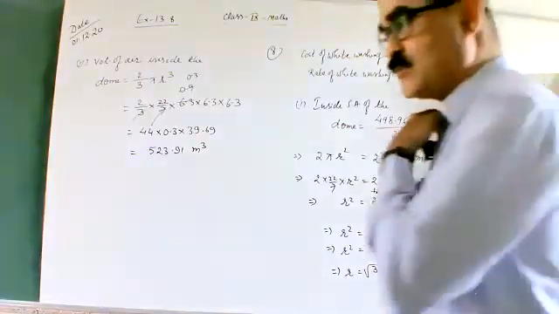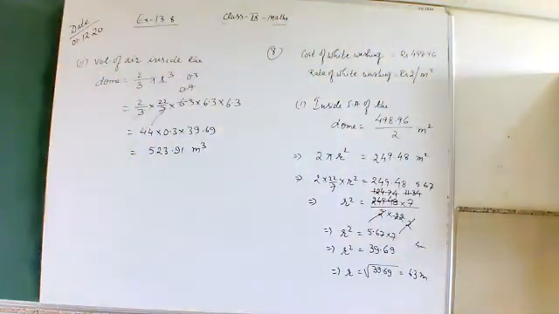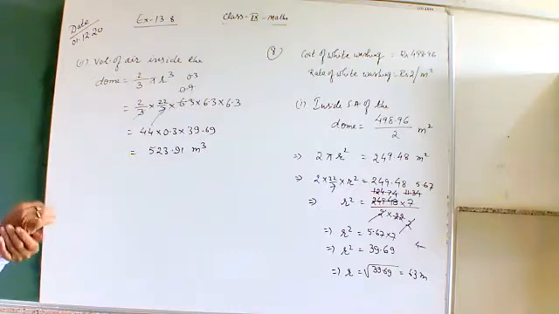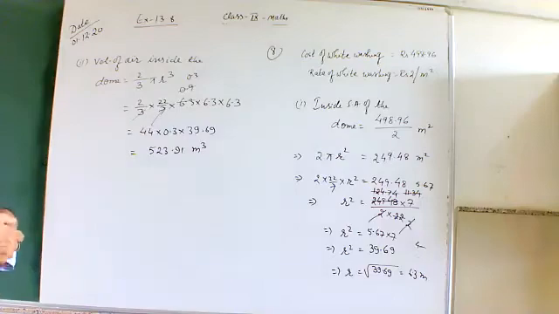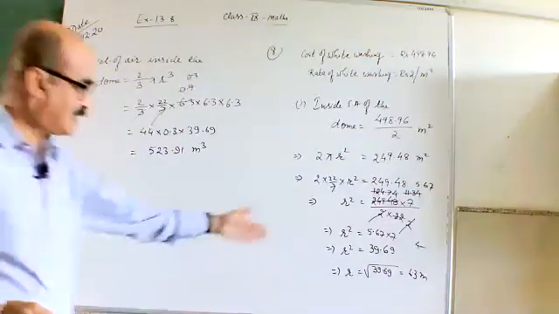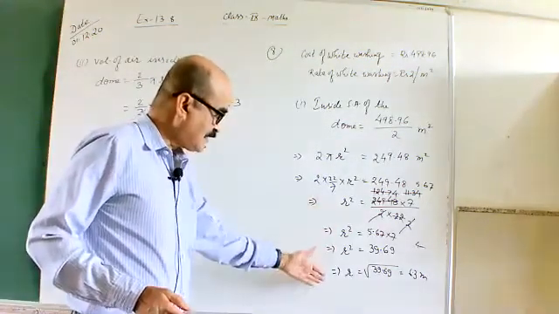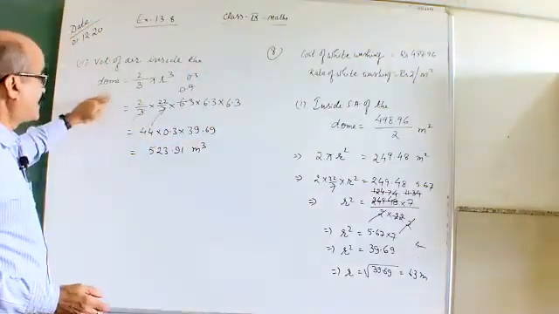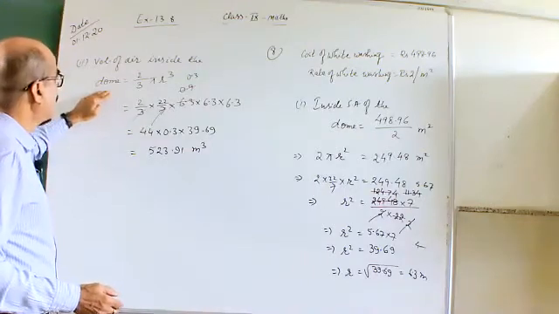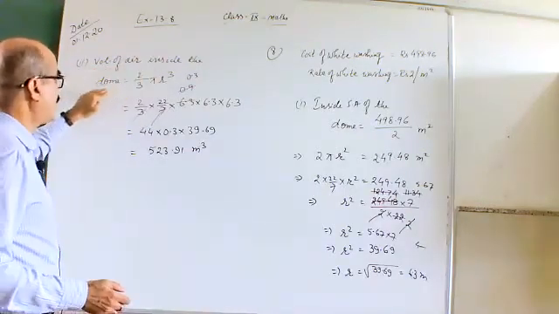Are you able to understand? Am I audible or not? Yes, sir. Okay, please note down. Sir, the 3 points at the bottom, explain again please. Which one? This one? Sir, the last one, in the second. No sir, this one? Yes sir. Volume of air inside the room.